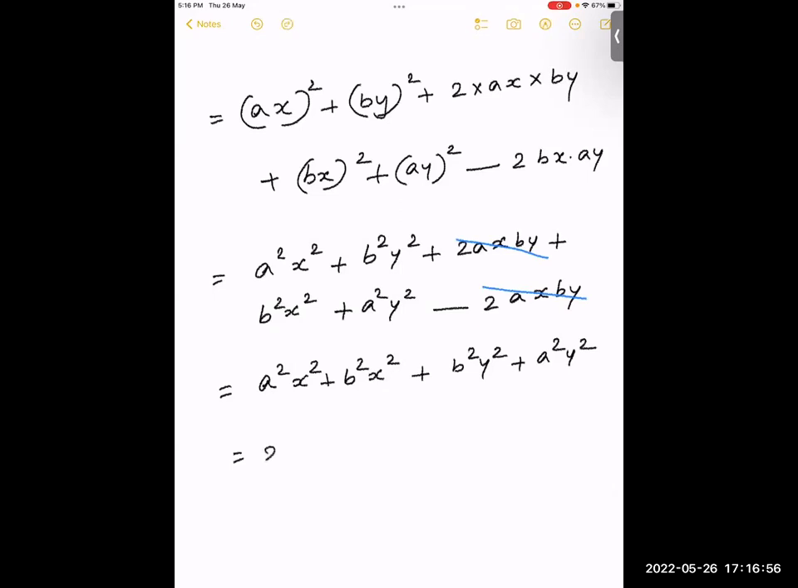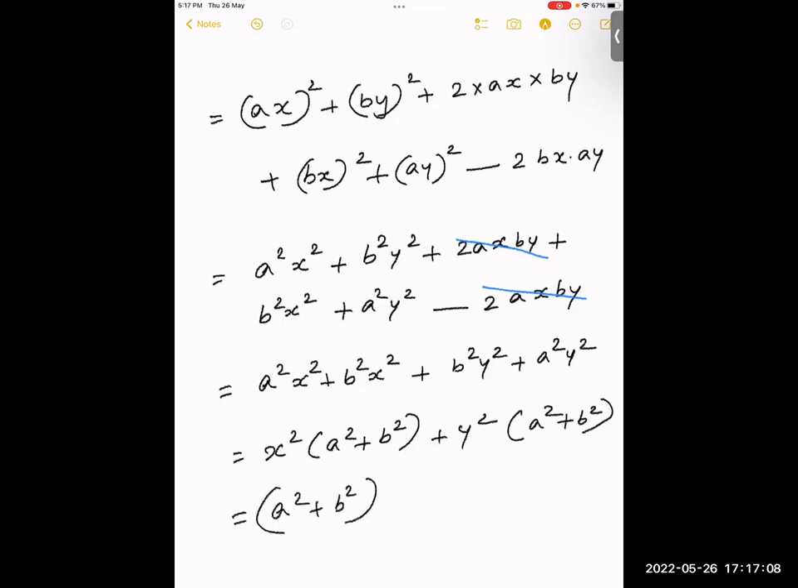Ma'am, I got the answer. Yeah. What did you get? The final answer? (a square plus b square) into (x square plus y square). That's it. Okay.